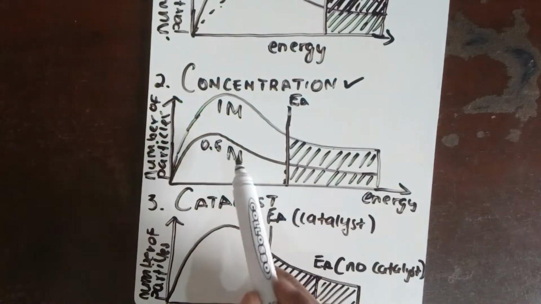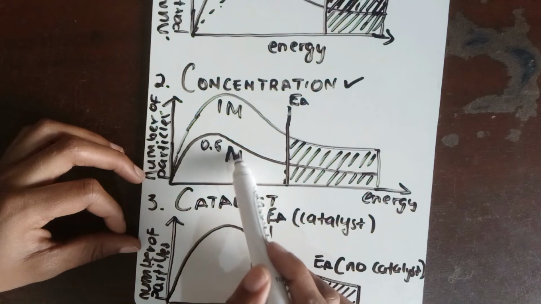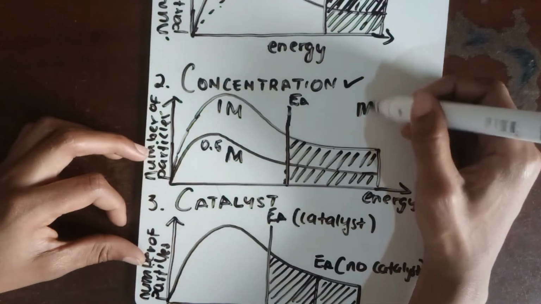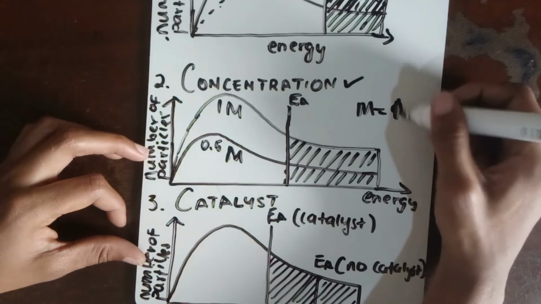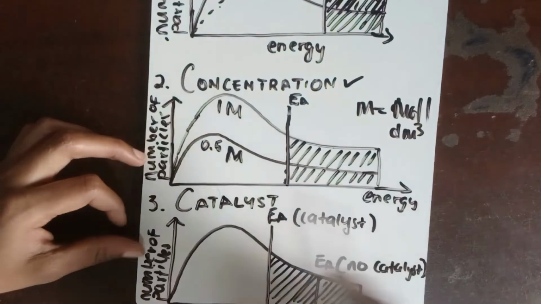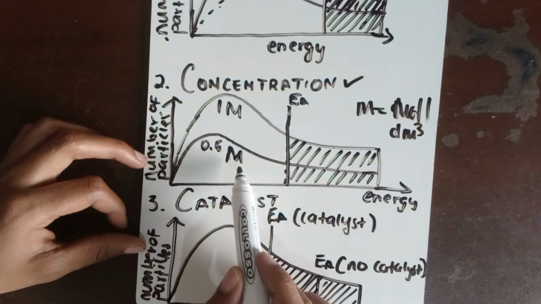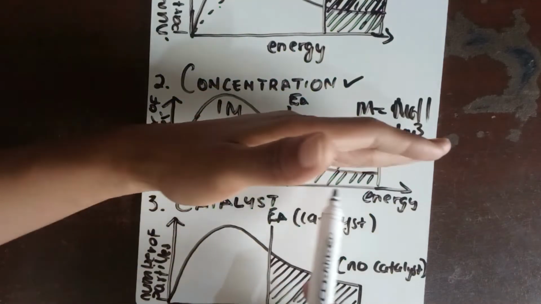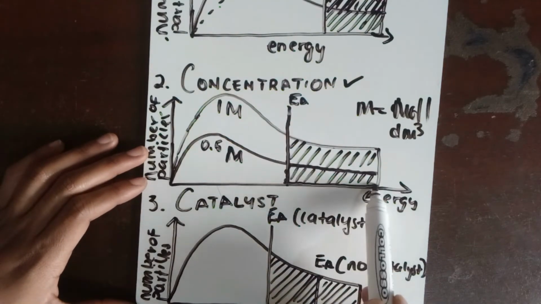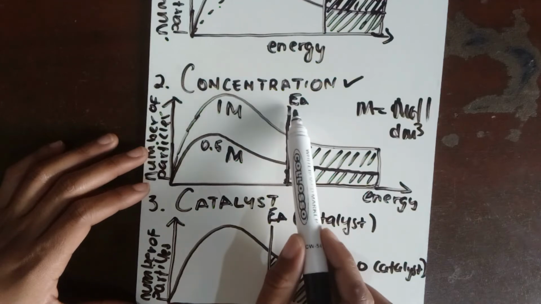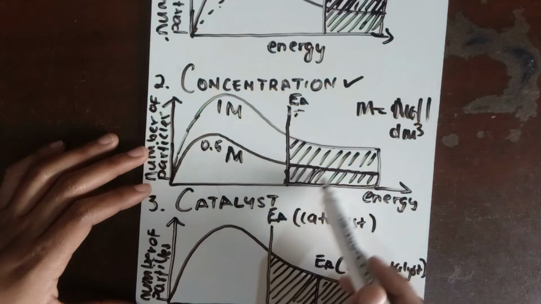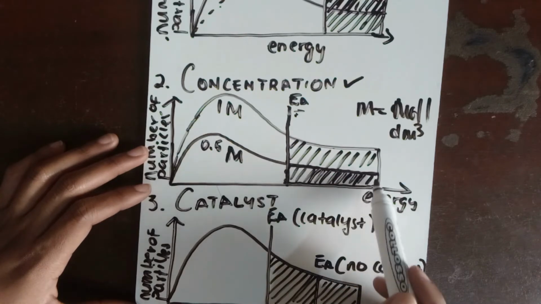So let's say for a reaction where we have maybe the concentration is like 0.5 molars. So a molar is the same as your mole per cubic decimeter, the same thing. So you have 0.5 molars, that's your concentration. And you see, look at the area under the graph. Only these particles here have enough kinetic energy to overcome this activation energy. So there are fewer collisions taking place, right?